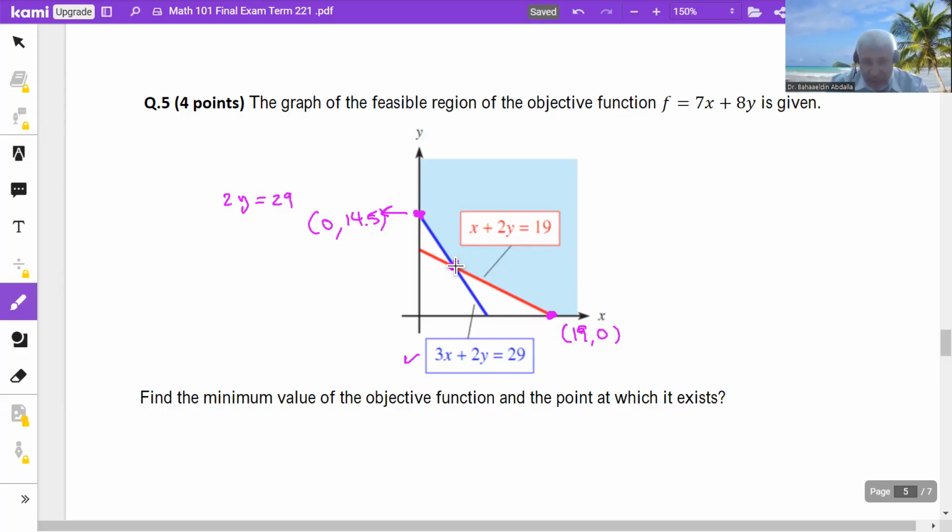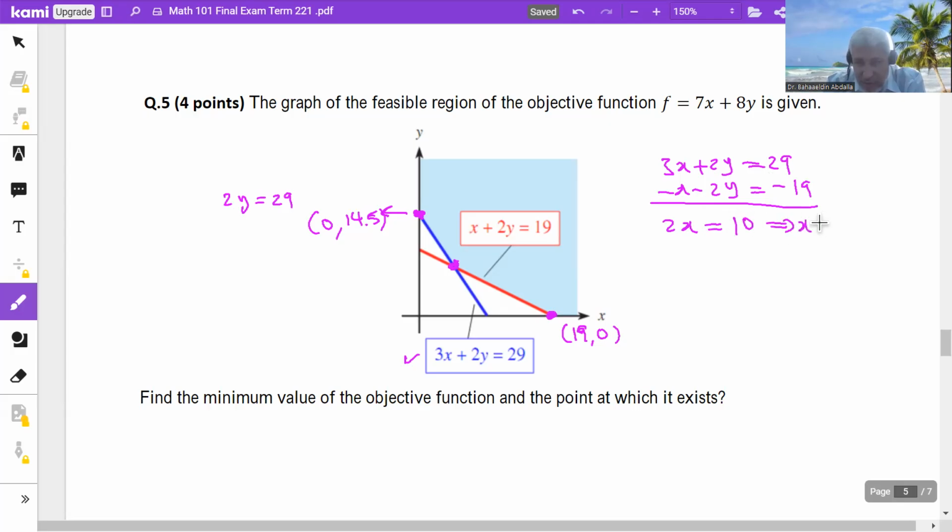And now we need to find this point. This point is the intersection of the red and the blue, and we need to solve these two equations together. So I write 3x plus 2y equals 29, and the other equation, if I multiply by a negative sign, so I can add, use elimination. So I'll have 2x, this will cancel, equals 29 minus 19, that's 10. So x is 5. Once x is 5, I can put it here, for example. Then 2y would be 19 minus 5, which is 15. So y is 7. So the coordinates of this point are 5 and 7.